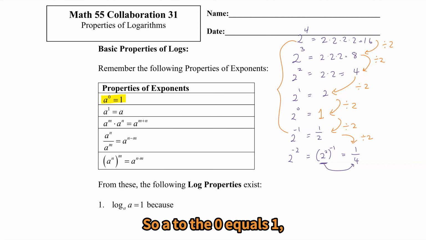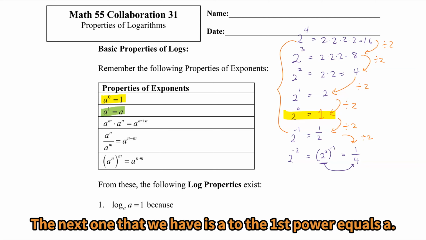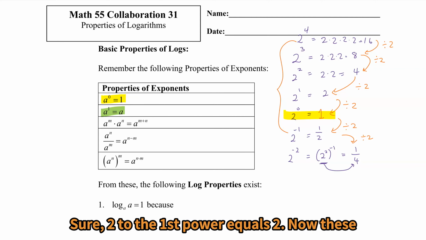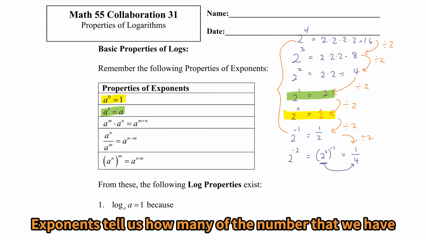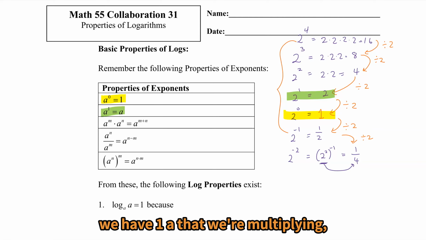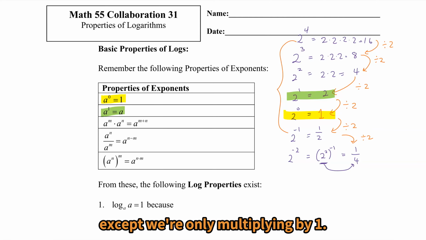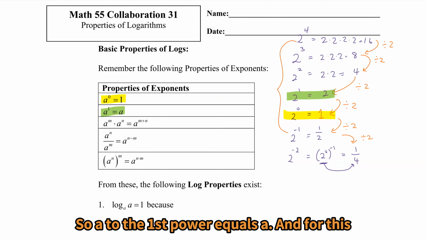So a to the 0 equals 1, and we demonstrate that here with 2 to the 0 power. The next one that we have is a to the first power equals a. Sure, 2 to the first power equals 2. Now these aren't terribly revolutionary as far as math goes. Exponents tell us how many of the number that we have that we're multiplying together. So a to the first power, we have 1 a that we're multiplying, except we're only multiplying by 1. We're not really multiplying it by anything because we only have one of them. So a to the first power equals a.